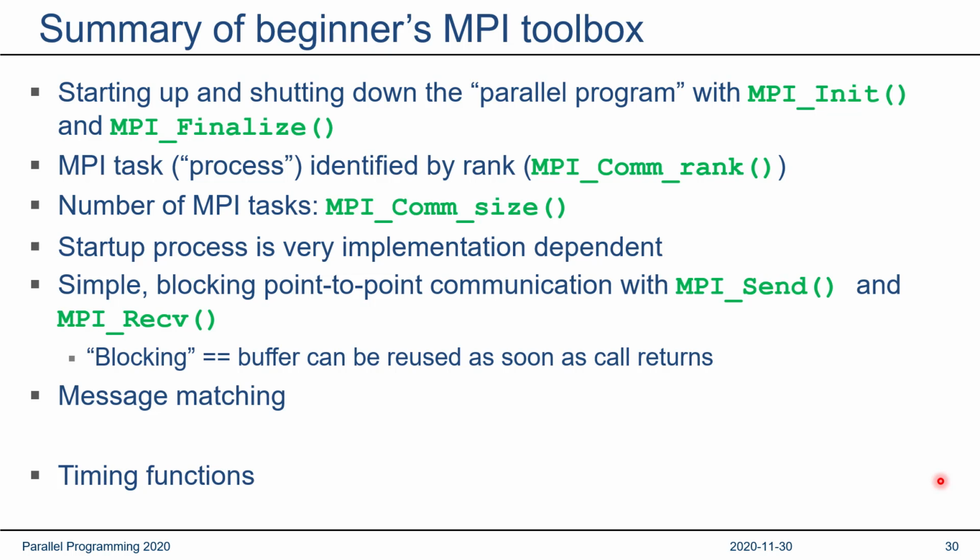Simple blocking point-to-point communication is done with MPI_Send and MPI_Recv, and those are actually the basic functions that you need to solve any MPI problem. These two functions have blocking semantics, which means the buffer can be reused as soon as the call returns. Always think about message matching, so things like sender and receiver ranks, data types, and tags must match to be able to transmit a message at all. And there are a couple of facility functions, most importantly timing functions, that ease your life with MPI.